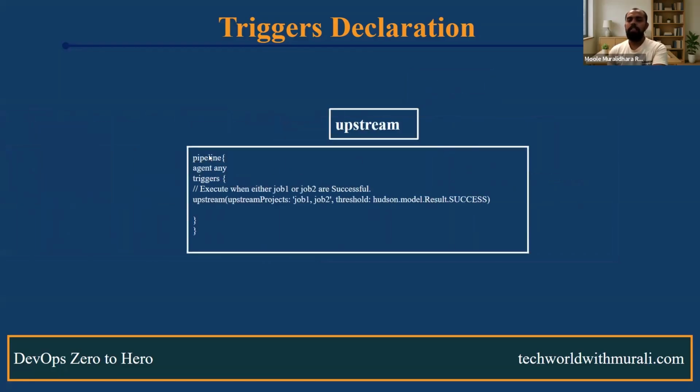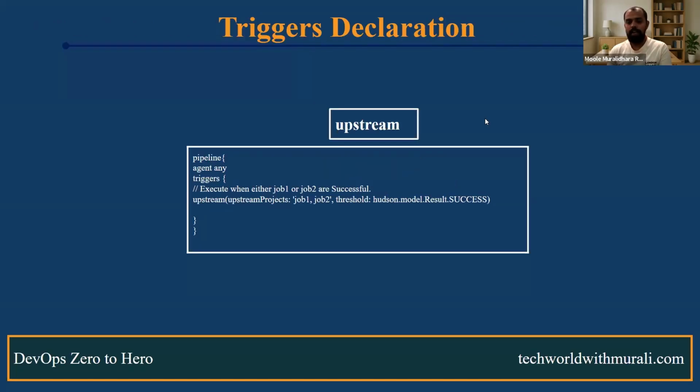Upstream jobs. And here you can see pipeline, open, close, agent any, triggers, and the upstream projects job1, job2, with threshold SUCCESS. This particular trigger executes when either job1 or job2 is successful. If job1 or job2 is successful, then only this particular Jenkins job will be triggered. So this upstream we may not use much. You don't need to worry about that one. Especially we will use either cron or pollSCM, depending on our requirement. Okay, clear, right? Any questions?